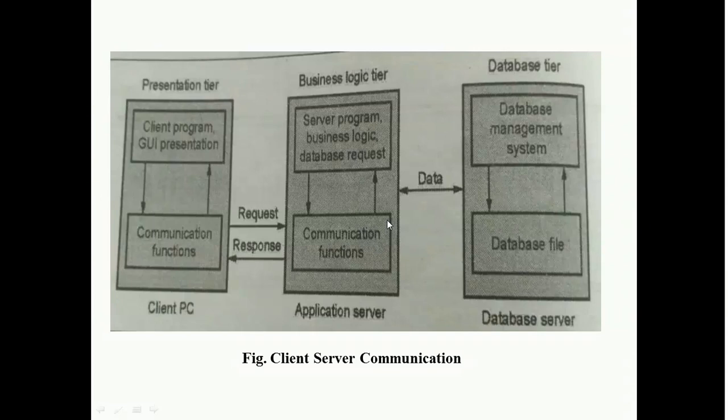The web server or application server prepares the response page and sends it to the web client. So when the data required from the database server is returned, the application server after that returns the required output to the client PC or the web client. So this diagram shows the client server communication. In the client server communication, three components are used: first is client PC, second is application server, and third is database server.